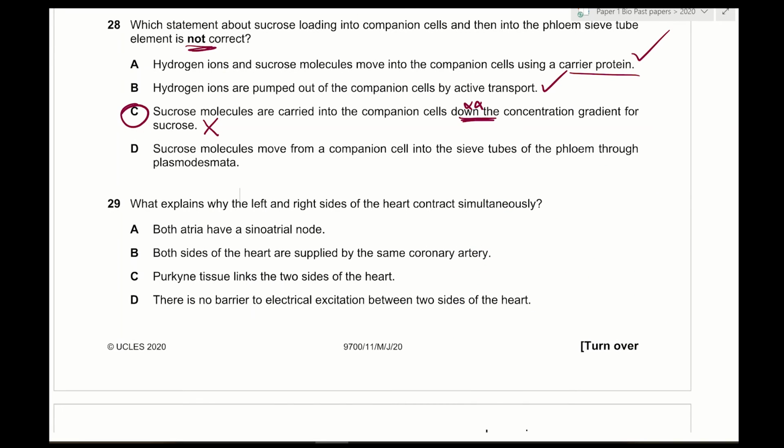D. Sucrose molecules move from a companion cell into a sieve tube of the phloem through plasmodesmata. Obviously, this is correct because sucrose moves by diffusion from the companion cell into the phloem sieve tube elements through the plasmodesmata because it allows the transport of substances between plant cells. Therefore, the only incorrect answer is going to be C.